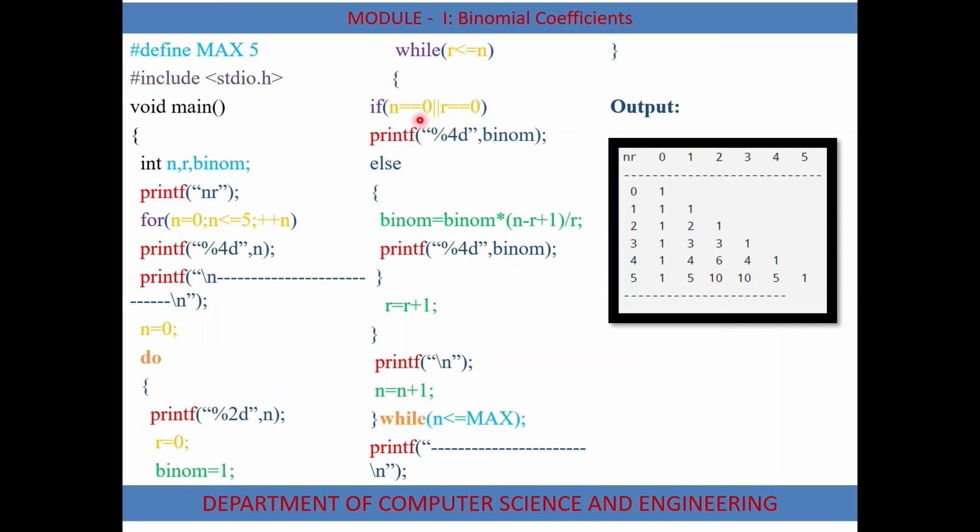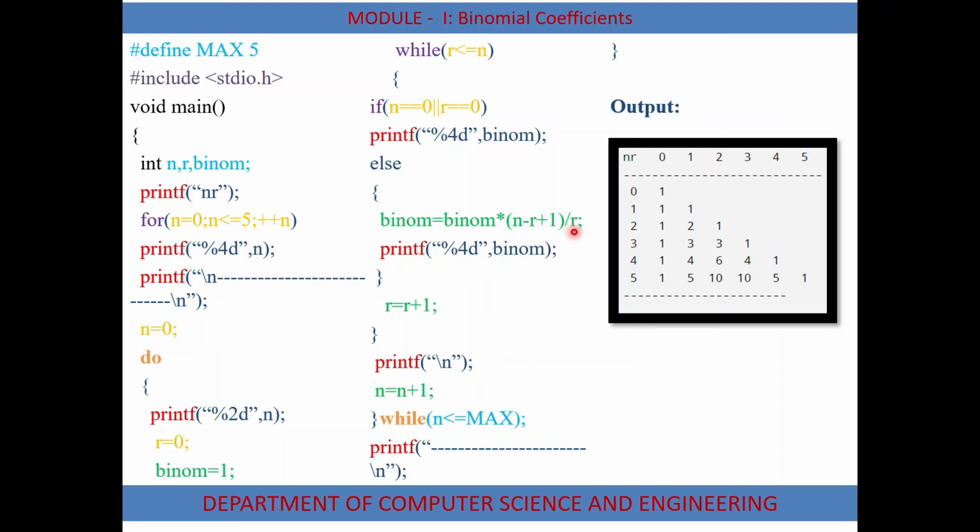So is 1 equal to 0 or 1 equal to 0? No, this condition is false. Now go to the else part because this condition is false. If this condition is false, go to the else part. What we have here, that is, binomial is equal to binomial into n minus r plus 1 divided by r.